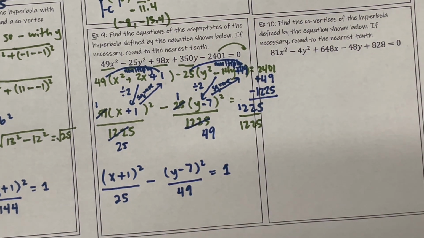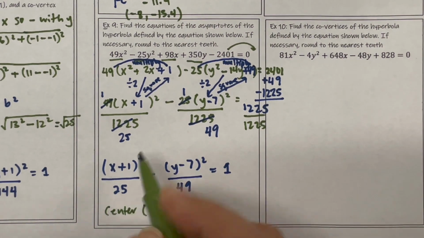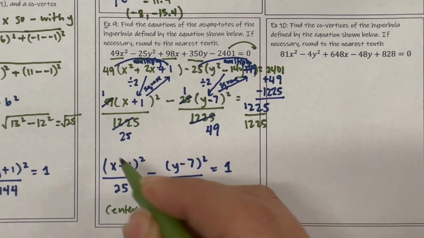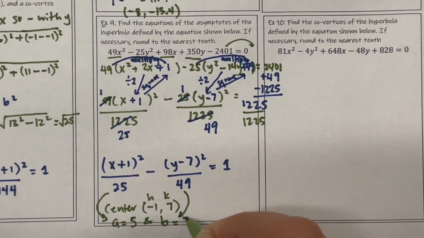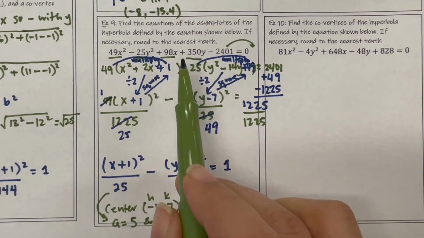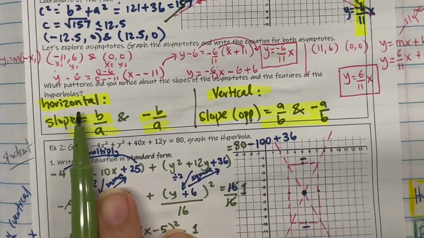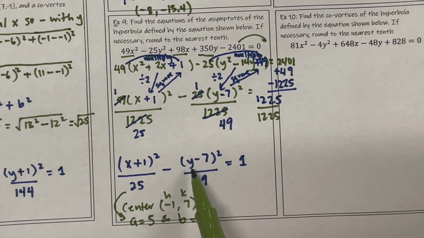They're asking me for the asymptotes. What do I need to know? I need to know A, B, and center. So here's my center, -1, 7. What's A? A is the square root of that, which is 5. What's B? B is the square root of that, which is 7. So now I have everything I need. I just need to write my equation. Well, what is my equation? All right, so remember, horizontal and vertical, we made a shortcut, right? So you do need to keep that in mind.